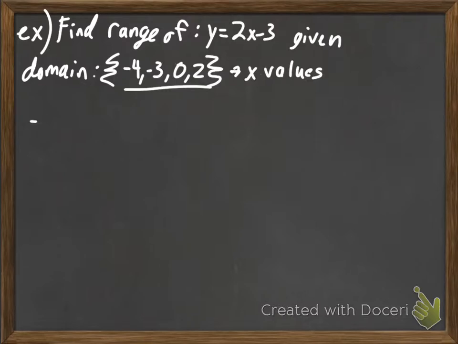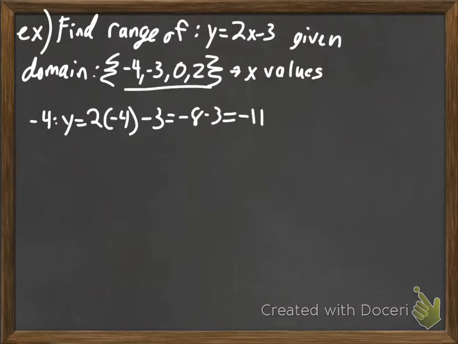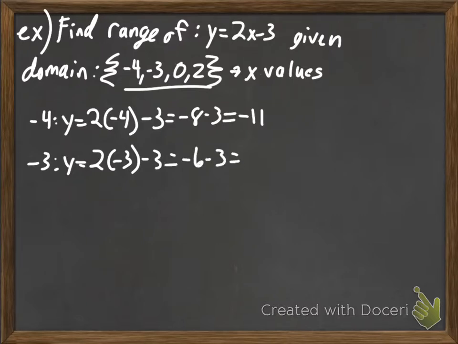So we do for -4, so y equals 2, and remember we put this in parentheses, 2 times -4 minus 3. We get -8 minus 3, which is -11. So when the domain is -4, our range is -11, our input output. Now we're going to do that with -3. Again, put it in parentheses, and we get -6 minus 3, which is -9.